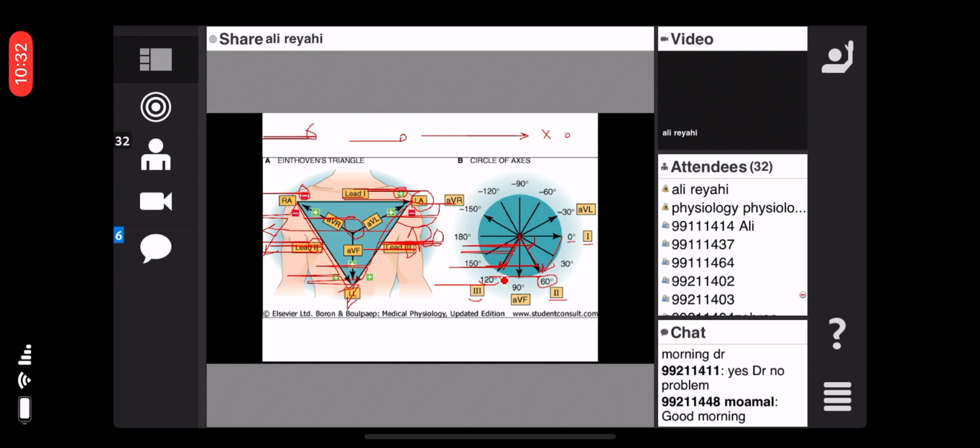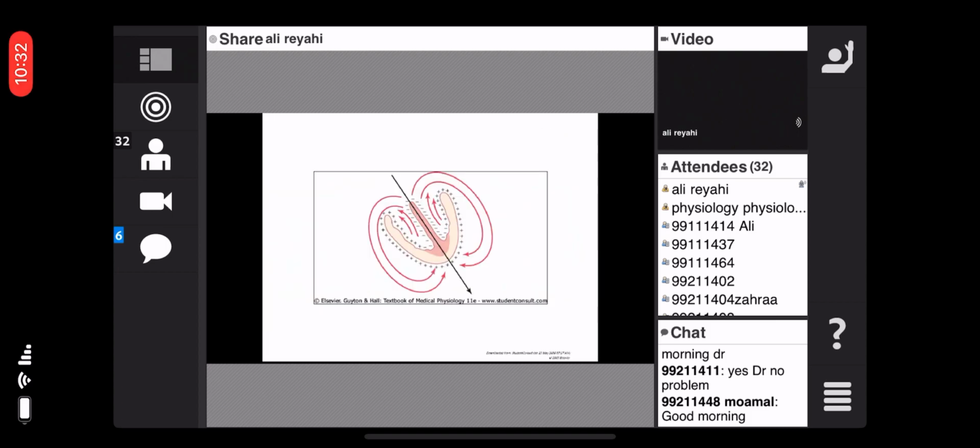For AVL, we can consider it negative 30 degrees, and for AVF, the degree is vertical, and for AVR we have the remaining one. So for each lead we have a degree, and accordingly we can determine the heart axis, the electrical axis of the heart, and its degree. For example, in this heart, the electrical axis is in the normal range, and the normal value is 60 degrees.